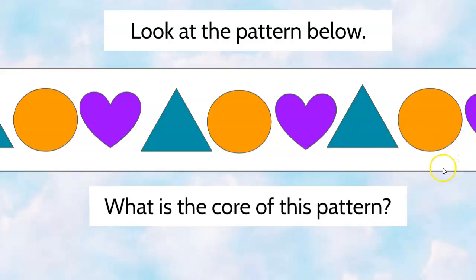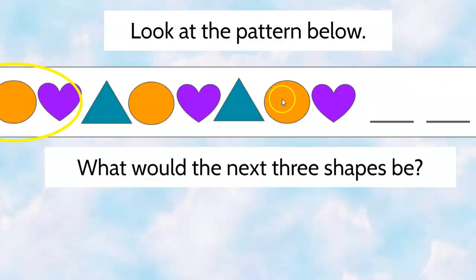What is the core of this pattern? Very good. We know that the core is triangle, circle, heart. In this repeating pattern, we know that the core repeats over and over again. Triangle, circle, heart.